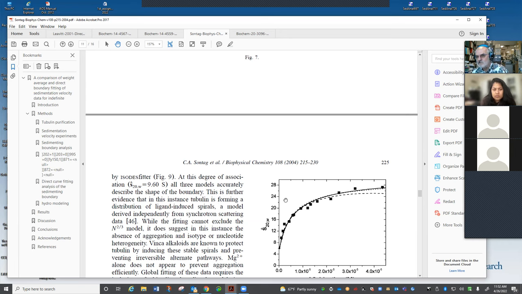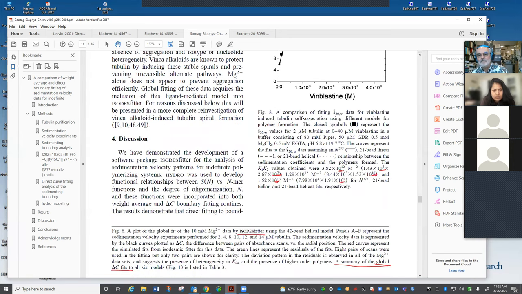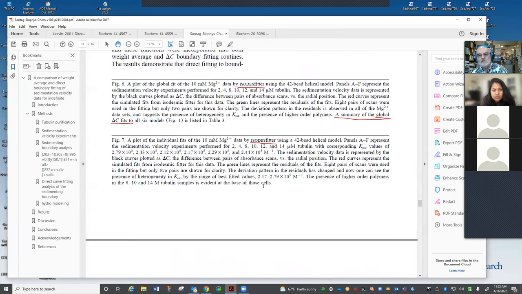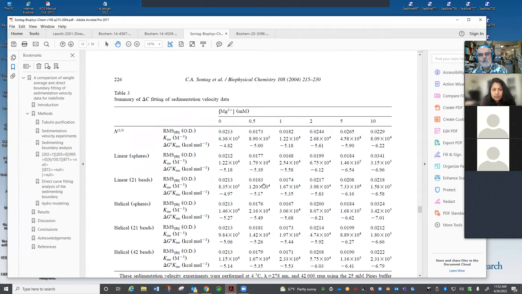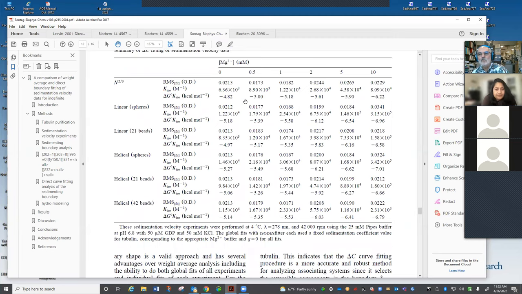Everything we do now is not done by weight average fitting, not done by points like this. It's done by what we call direct boundary fitting. Any questions? And then this shows a reanalysis of all the data with different kinds of fitting. And now we're doing direct boundary fitting compared to the weight average fitting.